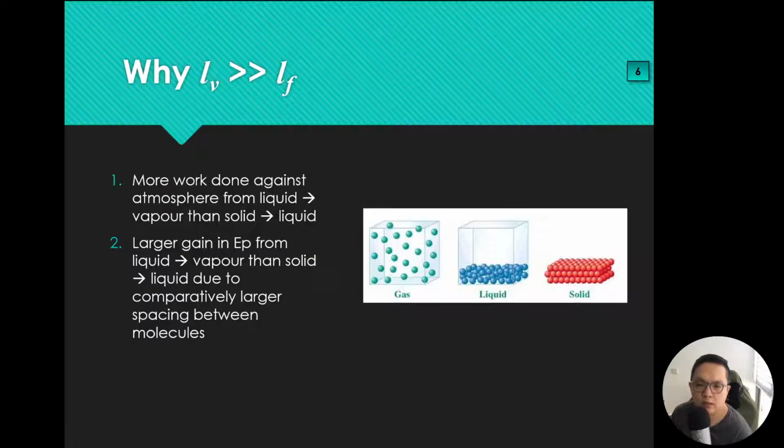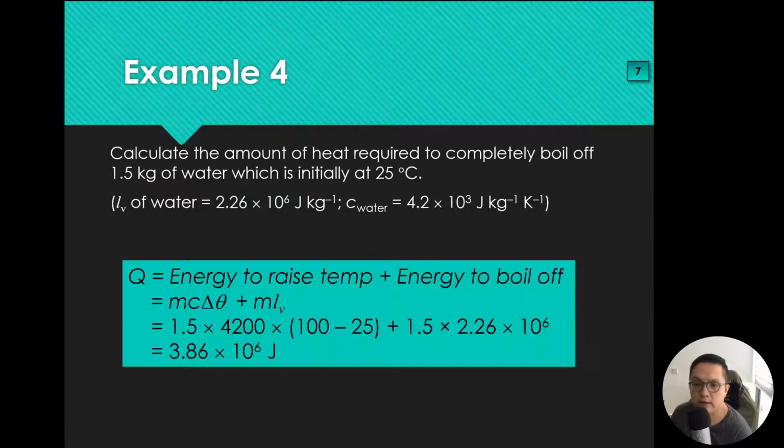Okay, so we'll look at some questions for this section. Look at this one. Calculate the amount of heat required to completely boil off 1.5 kg of water, which is initially at 25 degrees Celsius. We gave you the LV of water and the specific heat capacity of water. Remember the boiling point of water is 100 degrees Celsius, so even before you can start boiling, you have to bring the water's temperature up to 100 degrees Celsius first.